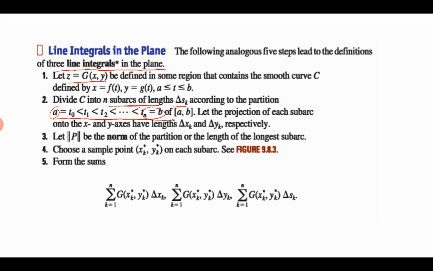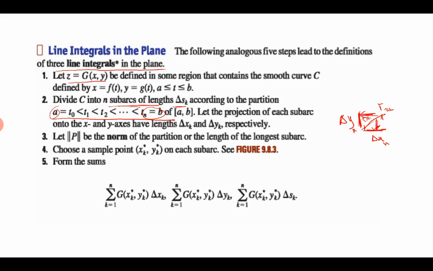So this is the small part. Its projection on the x axis is del x, and its projection on the y axis is del y. This part can be anything, say from t k to t k plus 1, in this interval. So its projection on the x axis is del x k, and on the y axis is del y k.